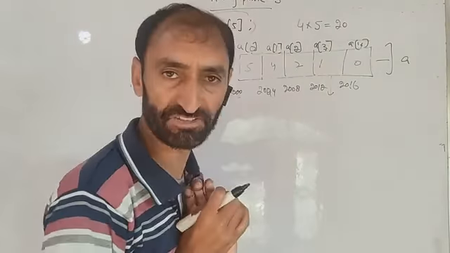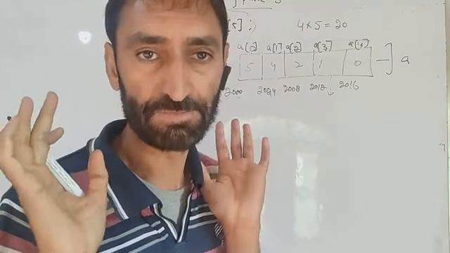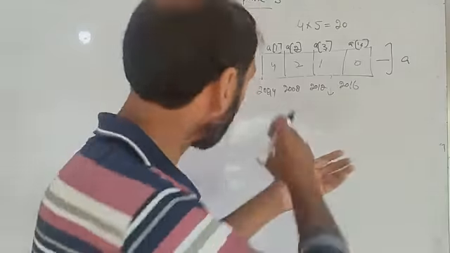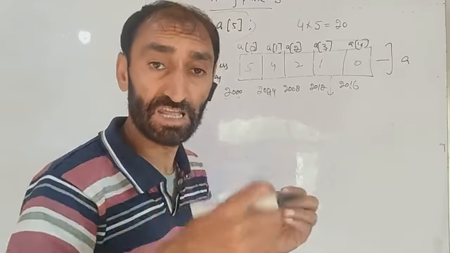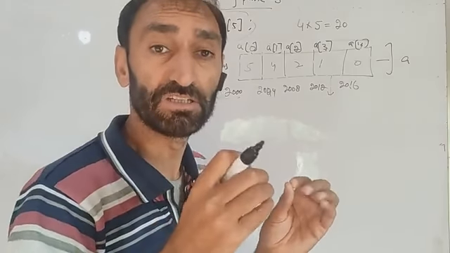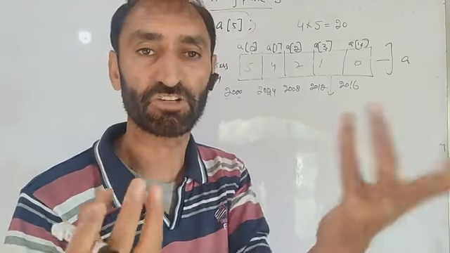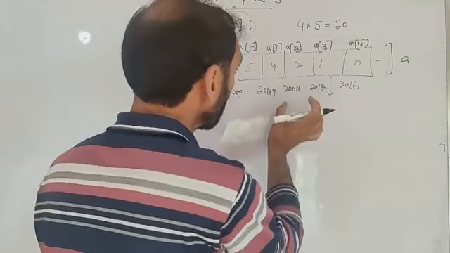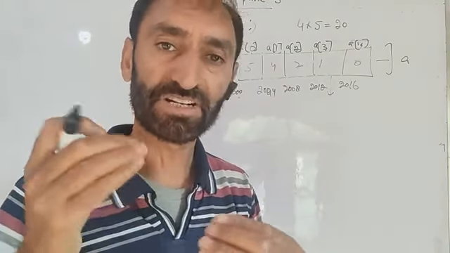Direct access, that means random access is possible in an array. Random access is possible. That means it is faster. The accessing of an array is faster. Arrays are faster. It means quick access is possible. In an array there is quick access possible because we can access any location of an array randomly.